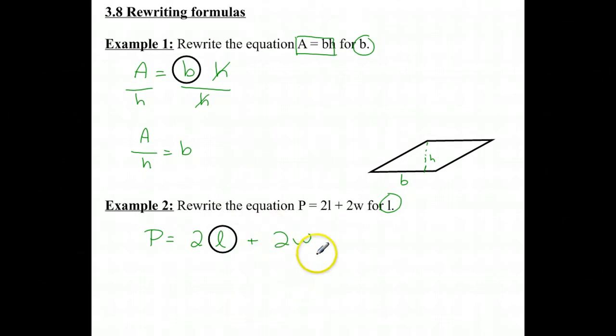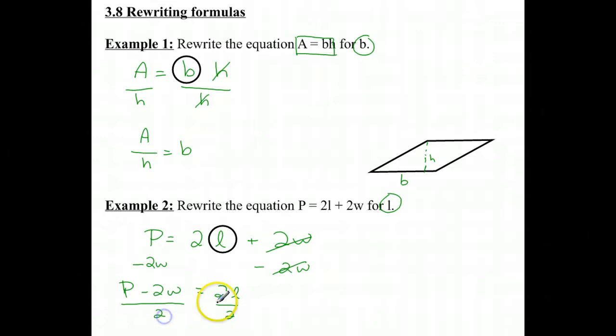I need to eliminate my addition and subtraction, and then I need to eliminate my division. So the first thing I'm going to do is get rid of that 2W. I'm going to subtract that from both sides. P minus 2W, again I can't simplify those, they're not like terms, is equal to 2L. My formula is almost rewritten to get the L by itself. Again, the only thing left with my L is the 2, so I'm going to divide both sides by 2.